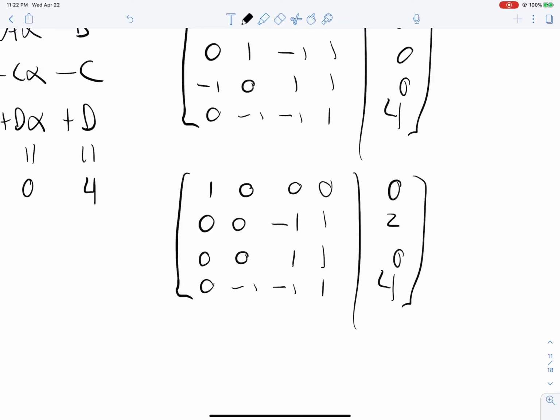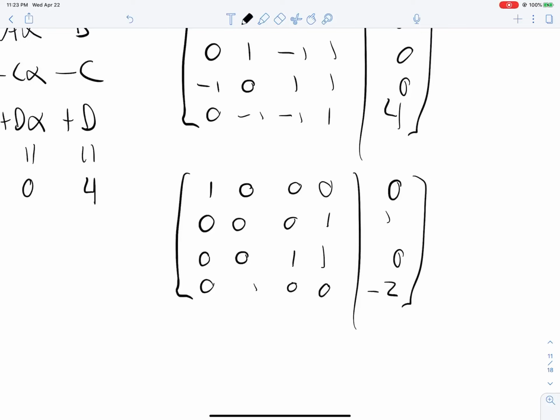Now let's add row 3 to row 2. That gives us 0, 2, so we can turn this into a 1, 1, and this into a 0, 3. And now what? Let's flip the signs here and subtract row 3 from row 4. That gives us a 0 and a -1. And now let's add row 2 to row 4. That will give us a 0 and a -2.